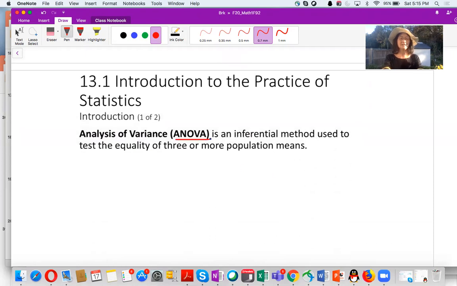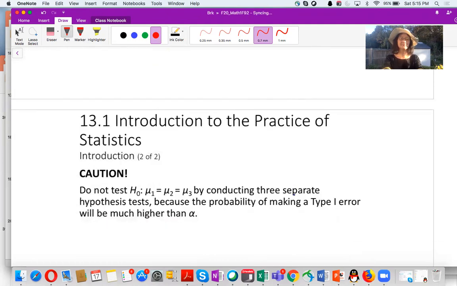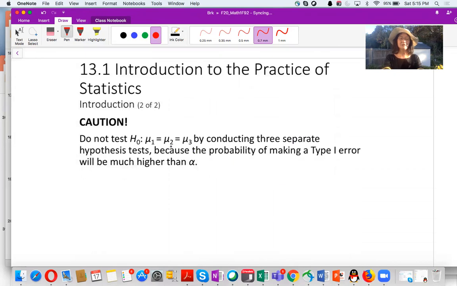ANOVA, or analysis of variance, is an inferential method used to test the equality of 3 or more population means. When you compare 3 or more population means, the null hypothesis is population 1 mean equal to population 2 mean equal to population 3 mean. You cannot do this test by conducting 3 separate hypothesis tests. The reason is you are making a bigger type 1 error.